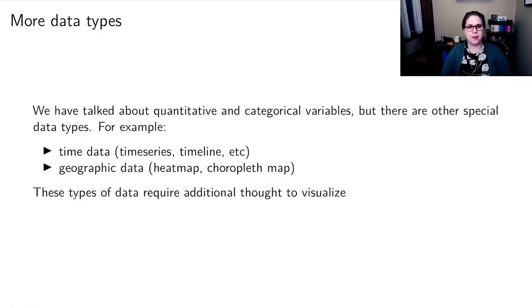Also move on beyond just quantitative and categorical variables. There's other special data types that require particular kinds of data visualization. The two that I think about the most are time data, so things like data over the course of days or hours or weeks or years, and geographic data, so data about countries or states or counties. That also requires special ways to visualize it. So we often make maps.